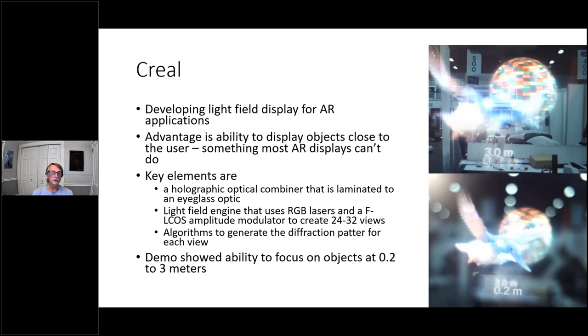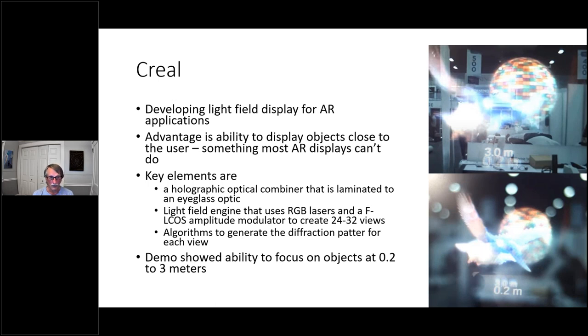C-Real is a company I like very much. They're developing a light field display technology for AR applications. The problem that they're solving here for AR is the ability to interact with objects that are basically within your arm's length. Almost all AR displays start at about arm's length and push the image beyond that. So you really can't have that interaction with the device very well, because as you get closer, you have problems with the stereopsis and just the display technology to be able to do that. So going to a light field display really solves that problem.